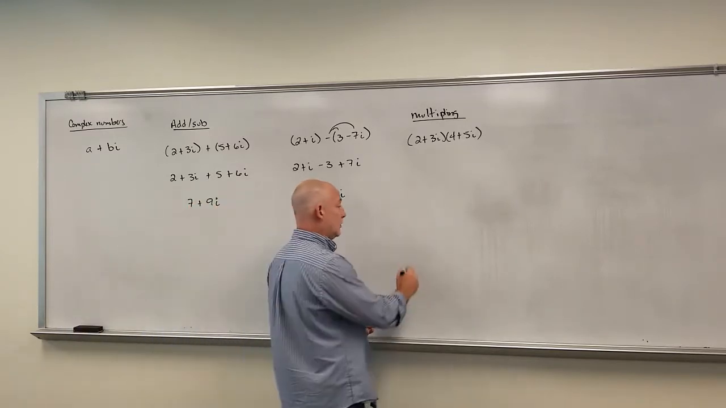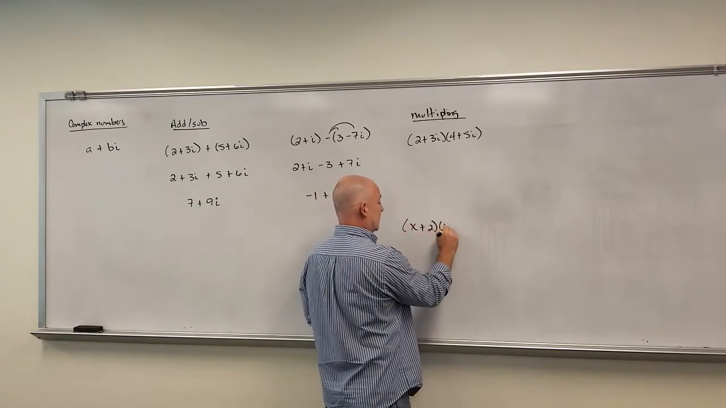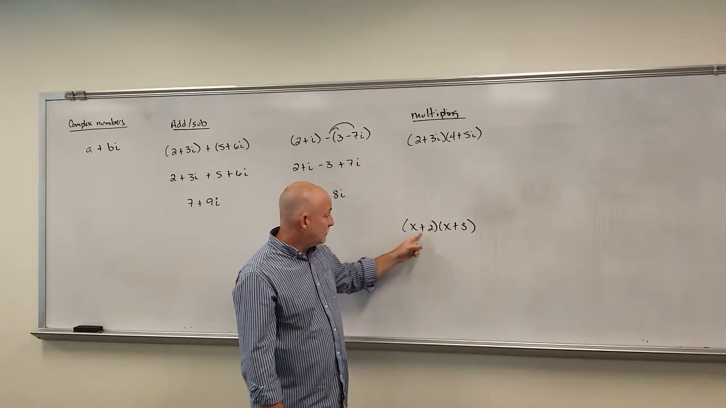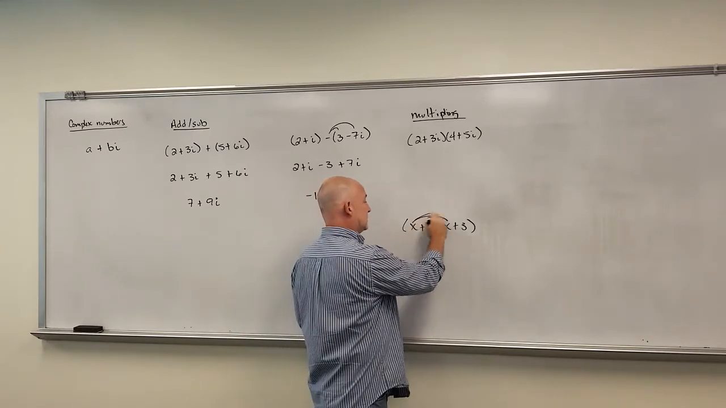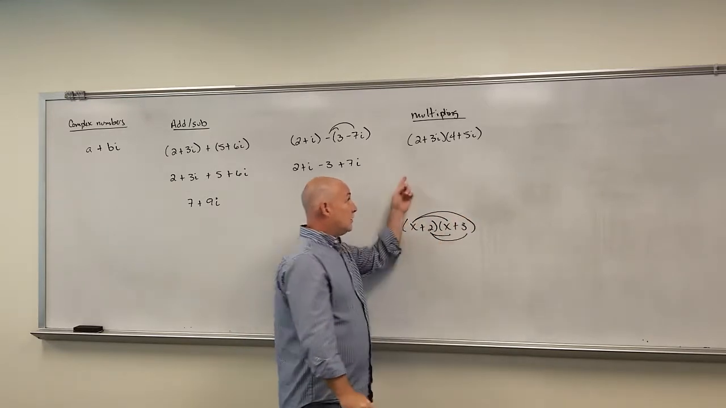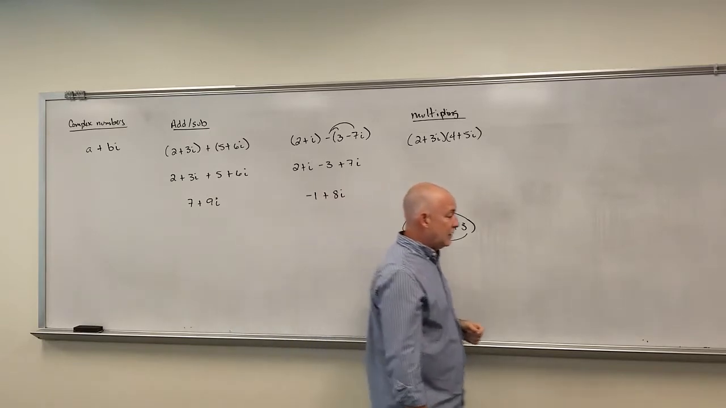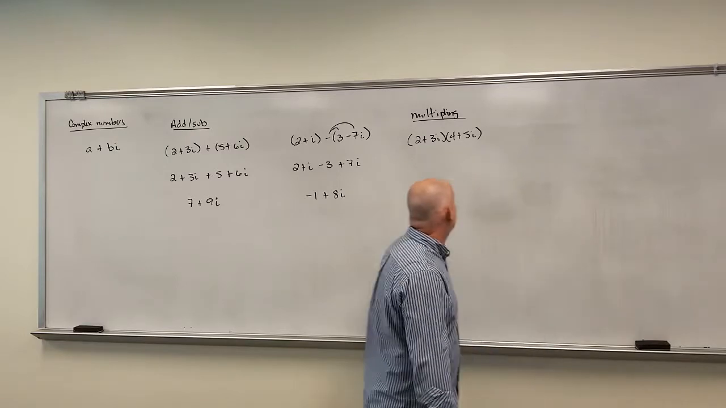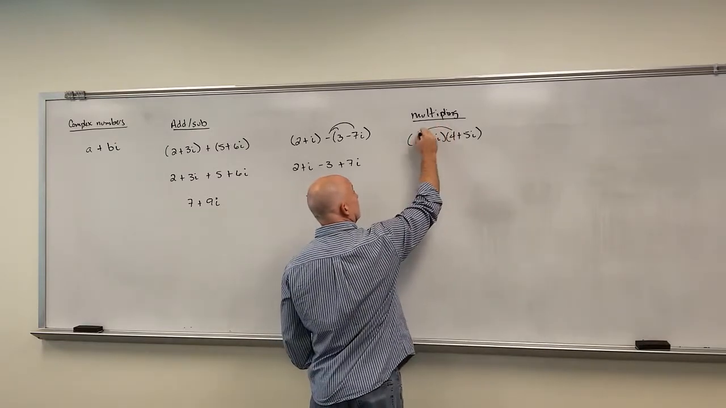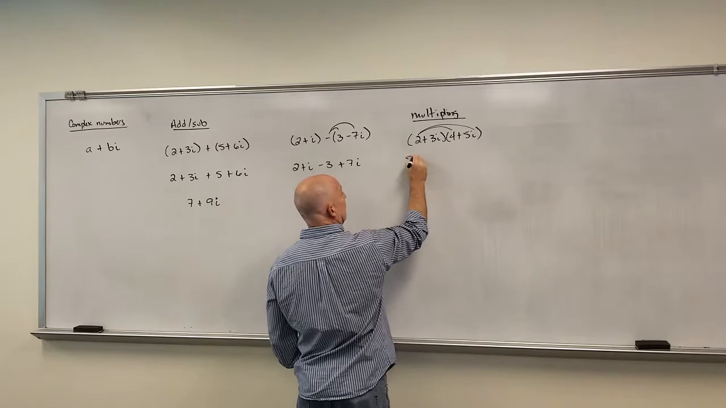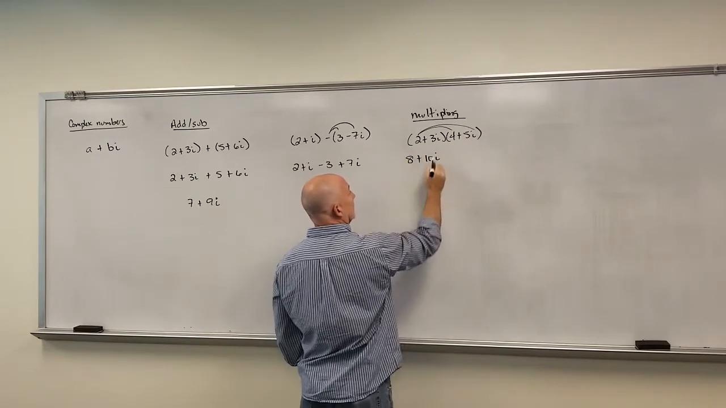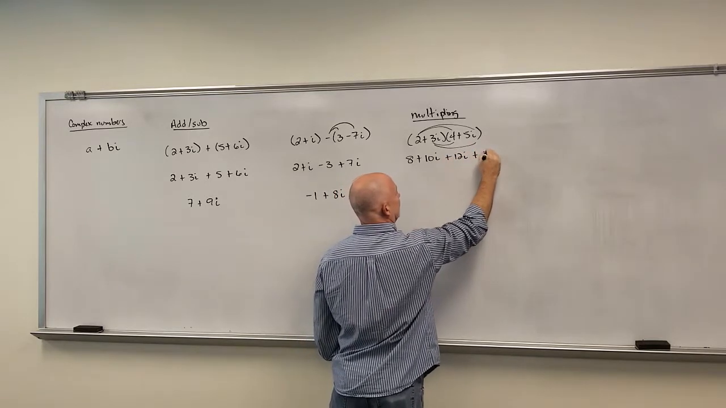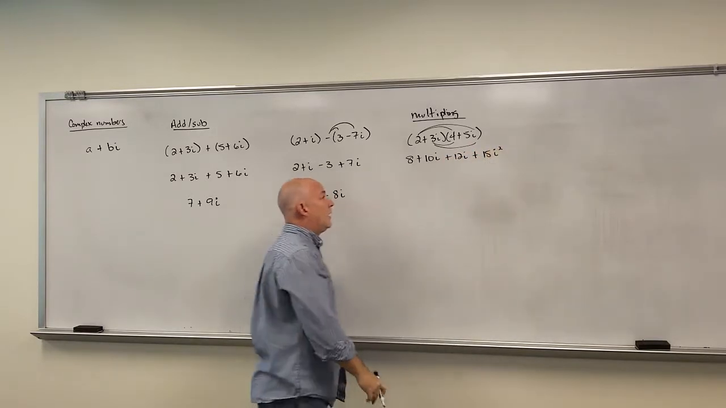Like if I had (x plus 2) times (x plus 3). You would take every term in the first polynomial here and distribute it into the second one. So you take the x and distribute it, and you take the 2 and distribute it. Well, guess what? Same exact thing's going to happen up here. So let's see. If I take the 2 and distribute, that gives me 8 plus 10i. If I take the 3i and distribute it, that's going to be 12i plus 15i squared.